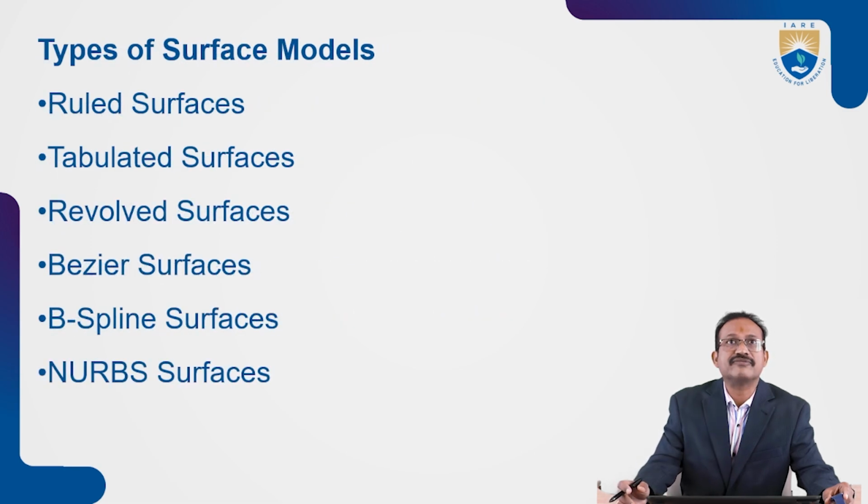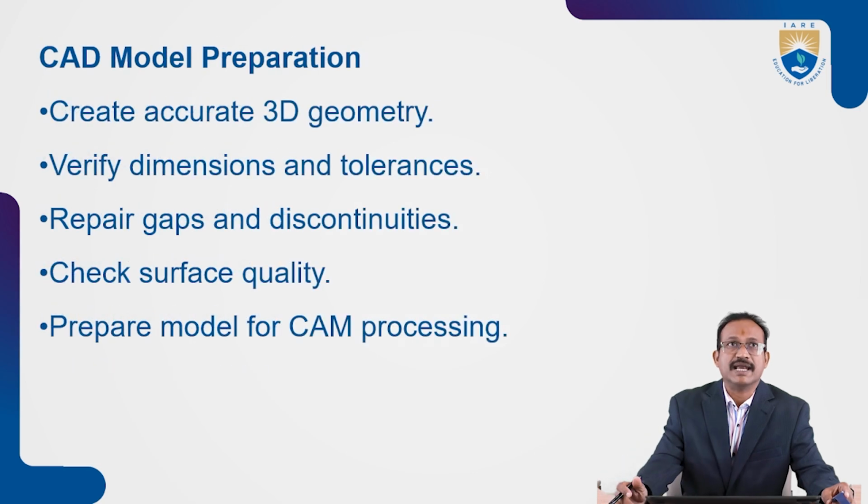Next, types of surface models. Our main context is surface modeling, that is, NC part programming generation for surfaces. Now: ruled surfaces, tabulated surfaces, revolved surfaces, Bezier surfaces, B-spline surfaces, and NURBS surfaces. NURBS means non-uniform rational B-spline surfaces. These are the different types of surface models available in present CAD systems.